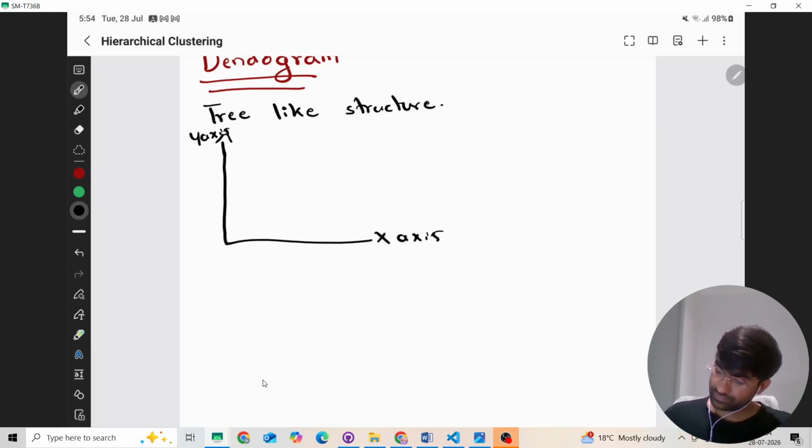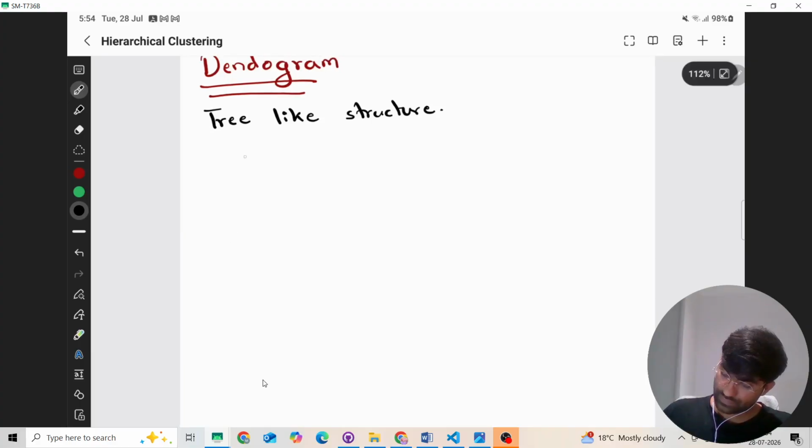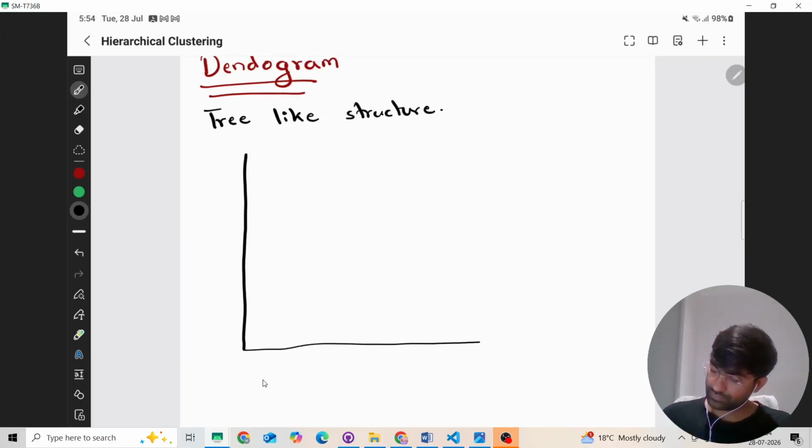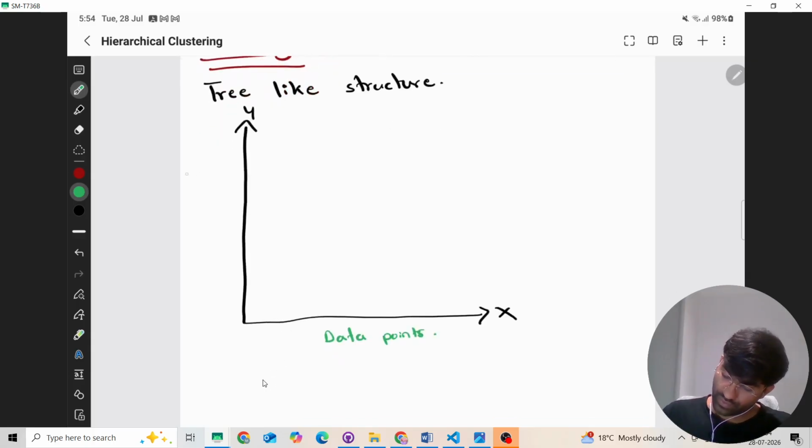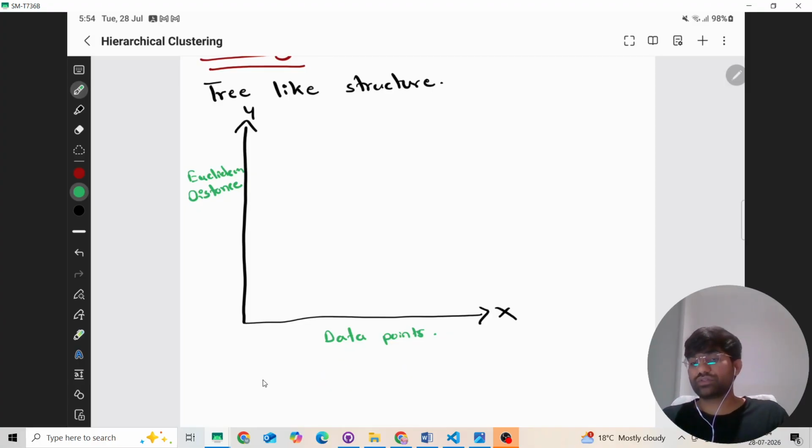So x-axis is data points, your data points. Okay, and y-axis will be the Euclidean distance. If you don't know Euclidean distance, you have to go through the video of distance matrix in clustering. In the previous video I have explained the Euclidean distance.